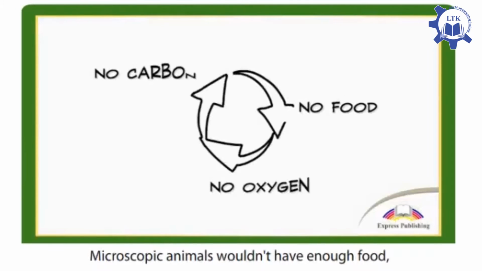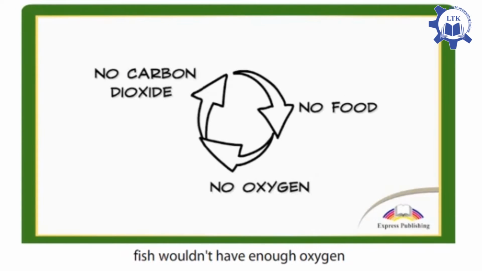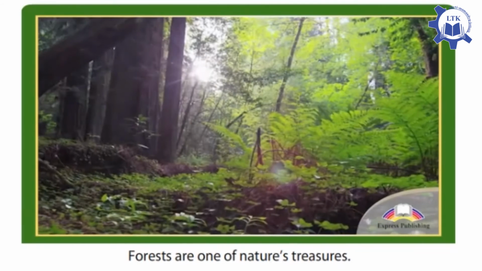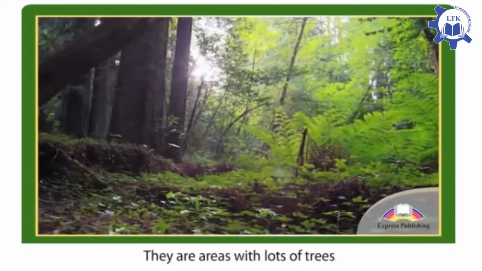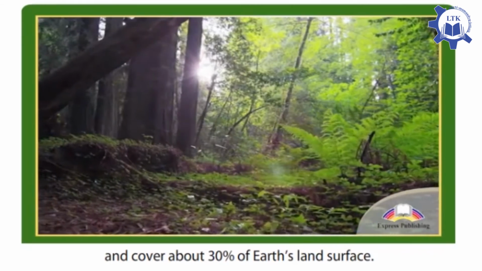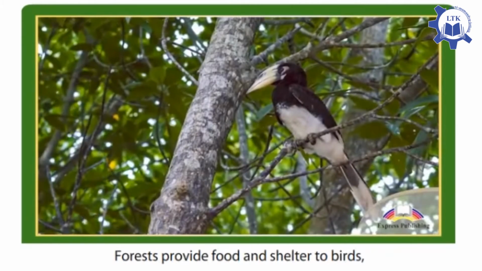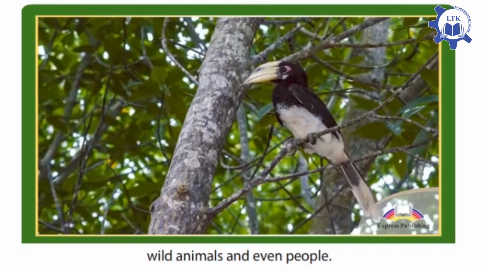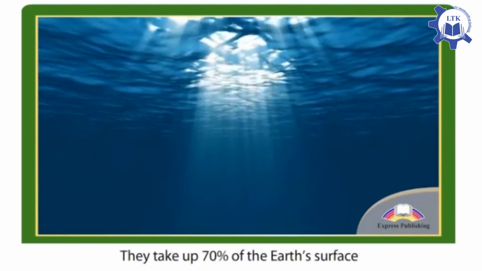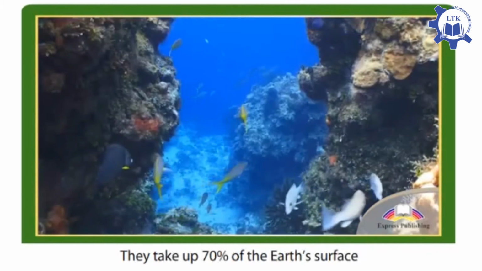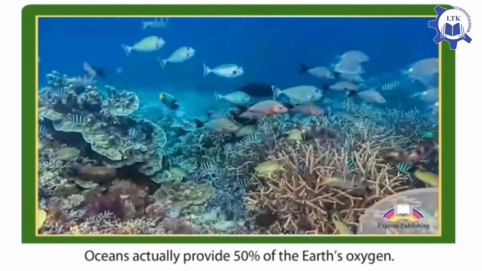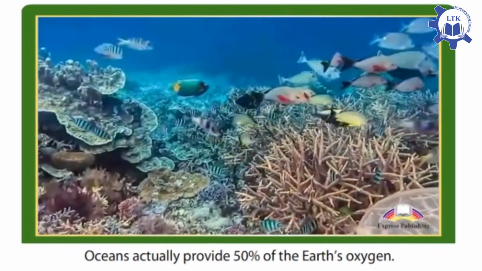Microscopic animals wouldn't have enough food, fish wouldn't have enough oxygen, and plants would lose some of the carbon dioxide they need to grow. Forests are one of nature's treasures. They are areas with lots of trees and cover about 30% of Earth's land surface. Forests provide food and shelter to birds, wild animals, and even people. Marine ecosystems are made up of the seas and oceans. They take up 70% of the Earth's surface and are home to some of the most amazing creatures on Earth. Oceans actually provide 50% of the Earth's oxygen.